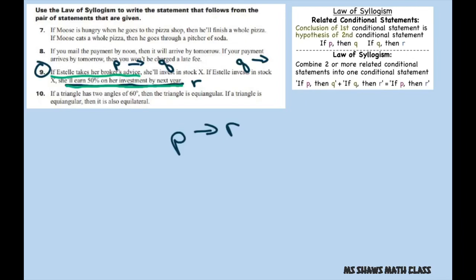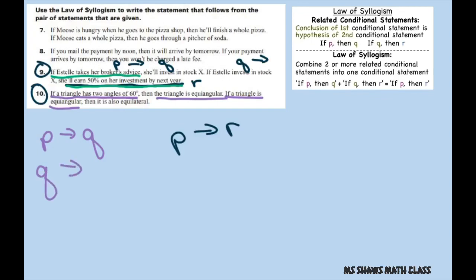Okay, and then let's go ahead and do the last one on here. So 10. If a triangle has 2 angles of 60 degrees, then the triangle is equilateral. So that's your if P, then Q. If a triangle is equilateral, then it's also equiangular. So what we want to write is if P, then R.